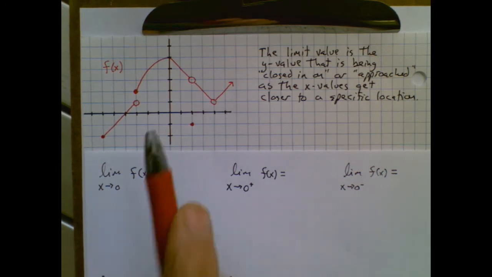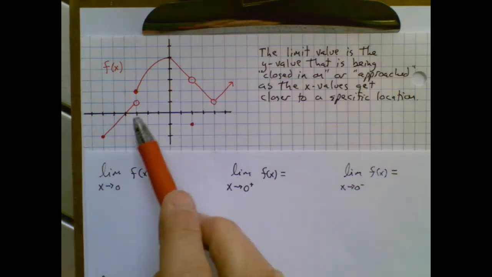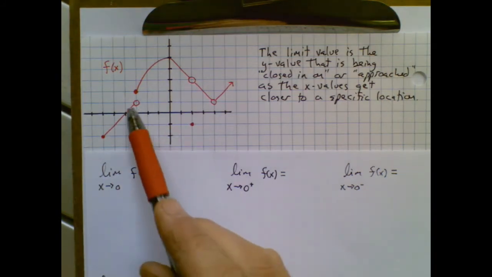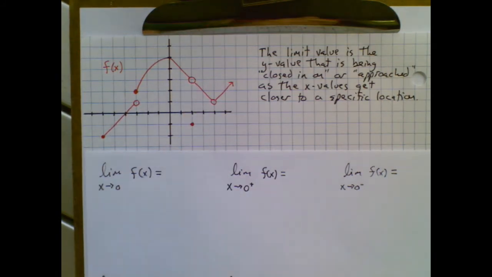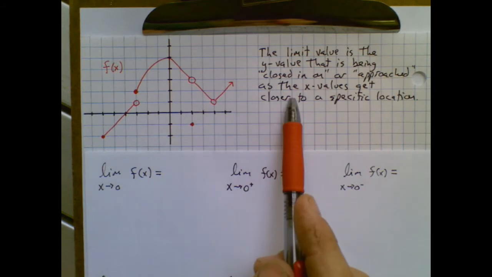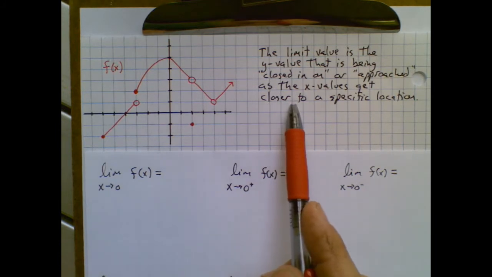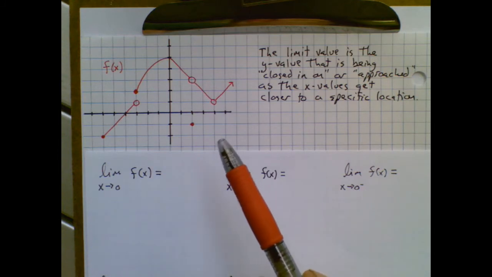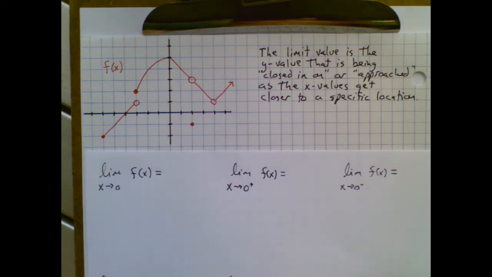So I've created a really goofy looking graph of f of x. You notice that it has a lot of weird characteristics. That's to help you learn about all the different nooks and crannies that you find in limits. And as we're going through this, I have a very informal definition over here that you should keep running through your brain. It says the limit value is the y value that is being closed in on or approached as the x values get closer to a specific location. So let's take a look at that.